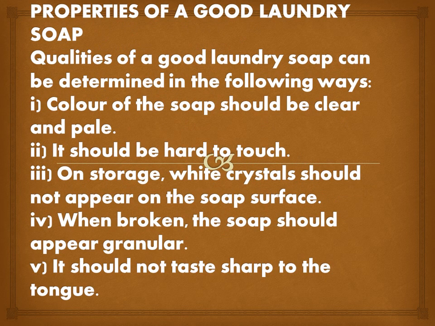Properties of a good laundry soap. Qualities of a good laundry soap are color. Color of the soap should be clear and pale. It should be hard to touch. When you store these soap, white crystal should not appear on the soap surface. When broken, the soap should appear granular. It should not taste sharp to the tongue.